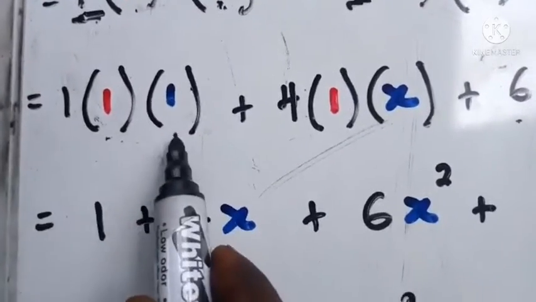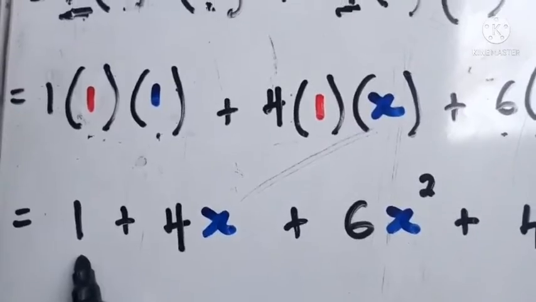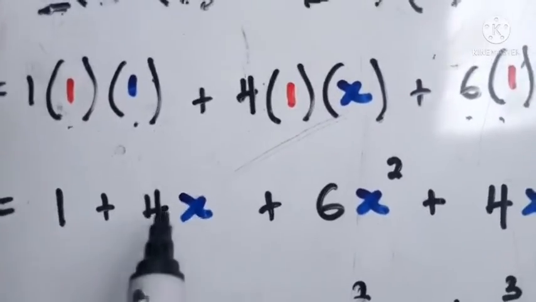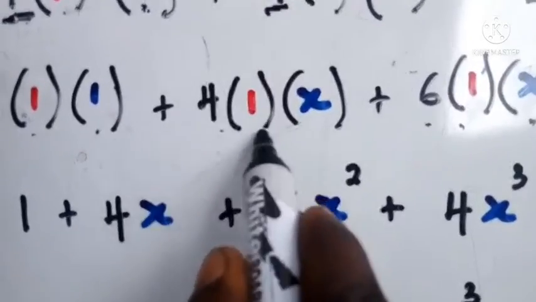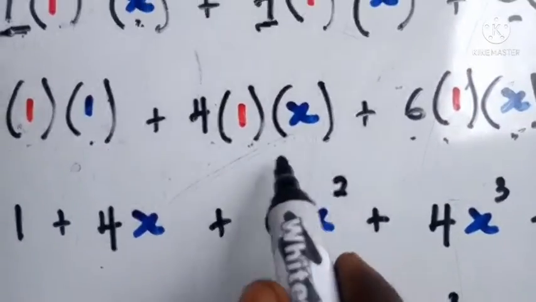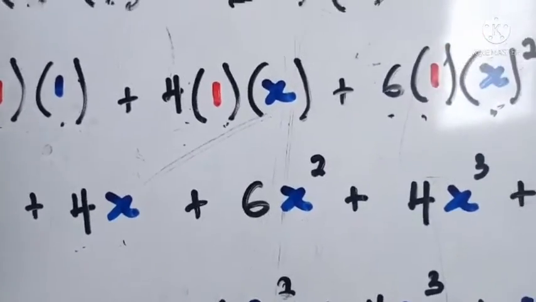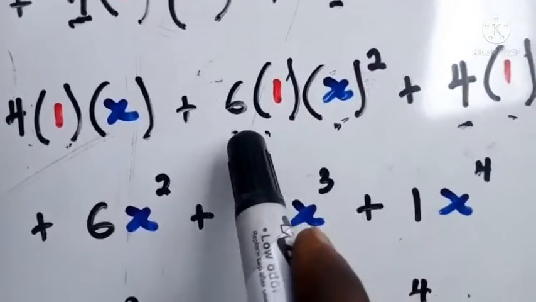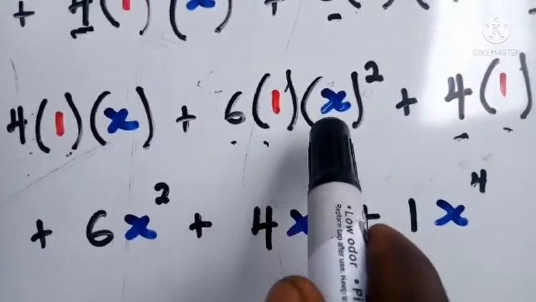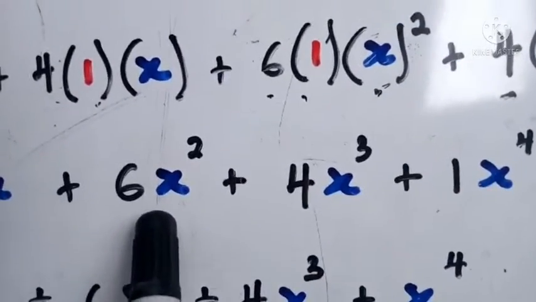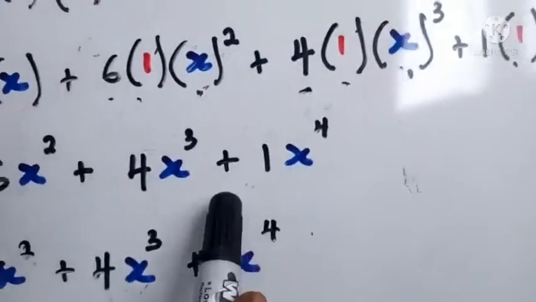So 1 multiplied by 1, then 1 times 1 times 1, that will just give me 1, right? So here we are going to have 1, and then 4 multiplied by 1, which is 4, and then times x, that will give me 4x, right? So when you get to this line, 6 multiplied by 1 is 6, and then x squared. So we are going to have 6x squared. The same thing applies to the rest of the two terms. Is that okay? So you are going to have something very nice.